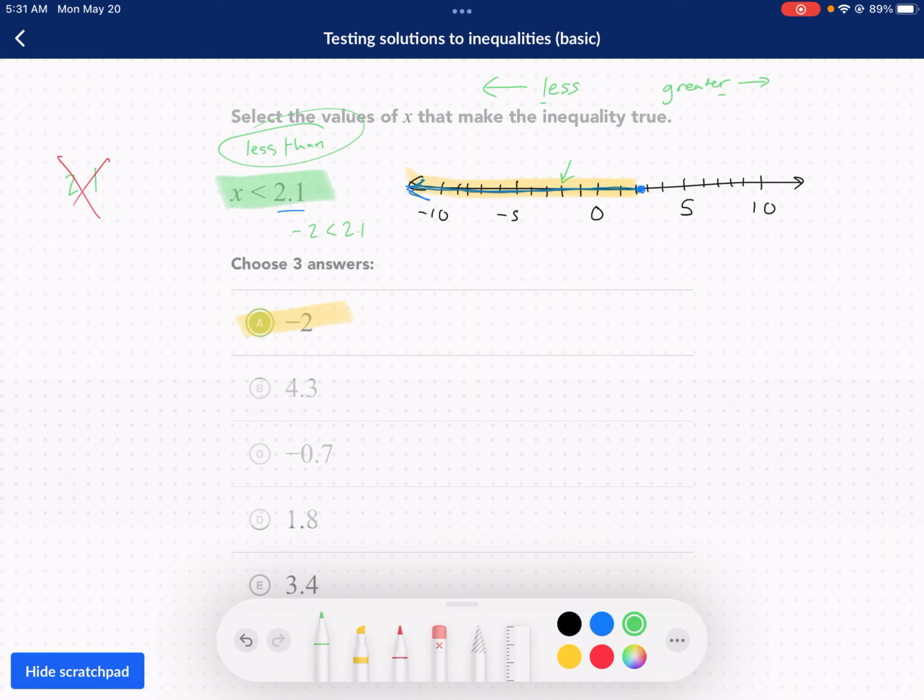4.3, so locate 4.3, that's over here. That is to the right. It is greater than that. It's not in our blue solution area, so we're not going to select 4.3. That one's out.